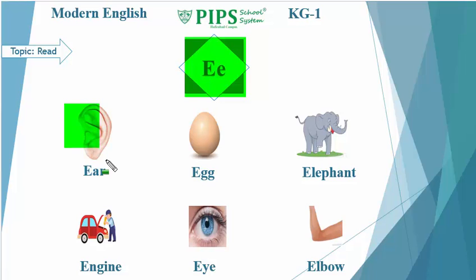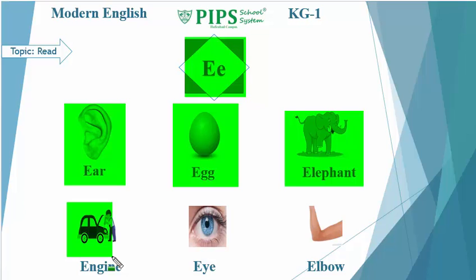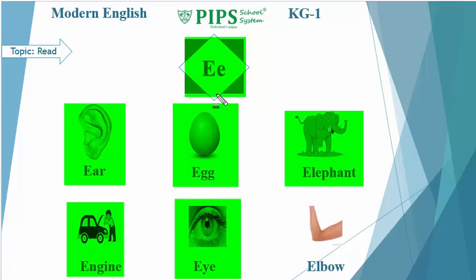A, ear. A, egg. A, elephant. A, engine. A, eye. A, elbow. Now students, read with me.